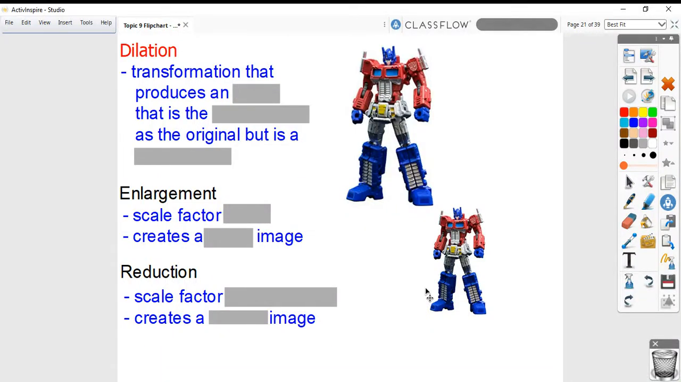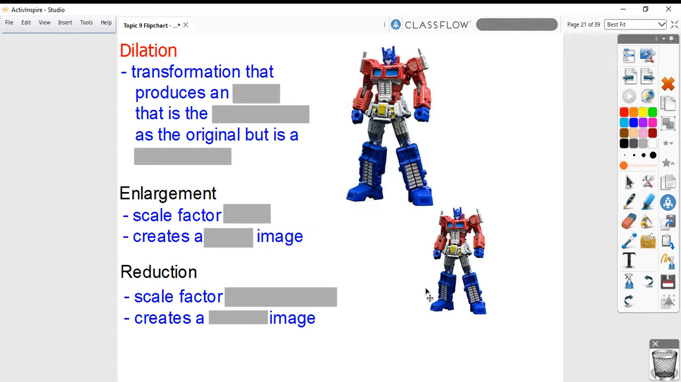We are looking right now at topic 9 notes. We're looking at the page that says dilation up at the top. This is a one page section of notes, so it should go pretty quick. We're going to start by talking about dilation, the definition of what it is. First off, it is a transformation.